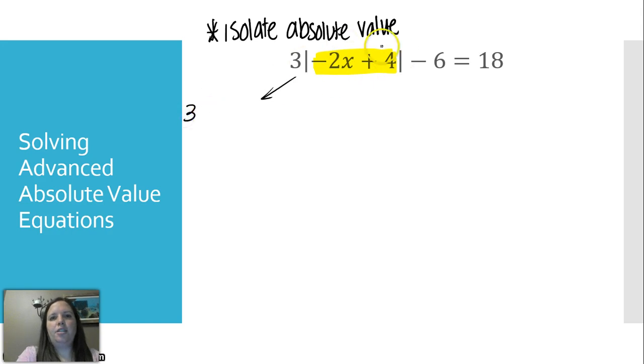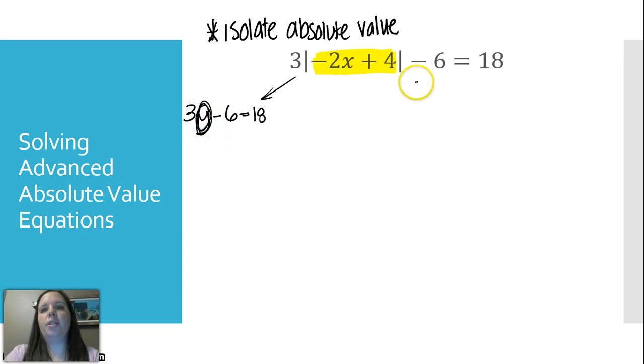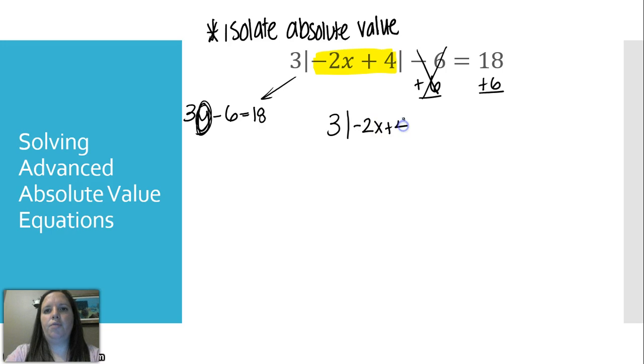And change this whole absolute value section to a y. That can help you see how to solve this, just to help you see what steps you need to take. In order to get the absolute value, this y portion of our equation, alone, what steps are we going to have to take? Well, we're going to have to add 6 to both sides. So this portion cancels out. I'm left with 3 times the absolute value of negative 2x plus 4 equals 24.